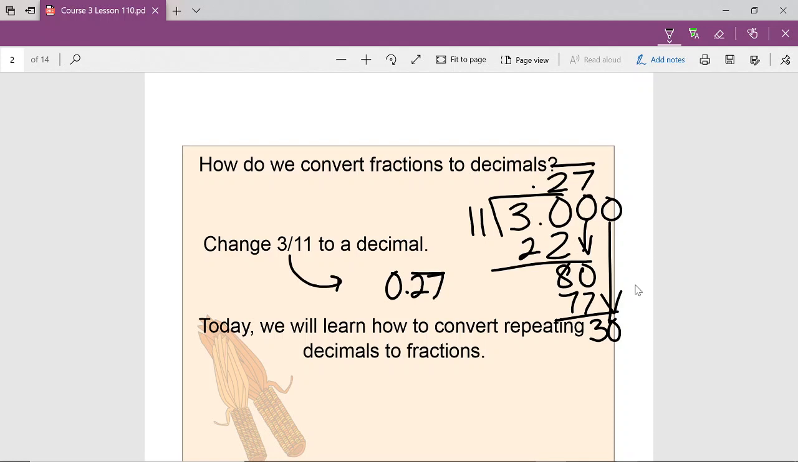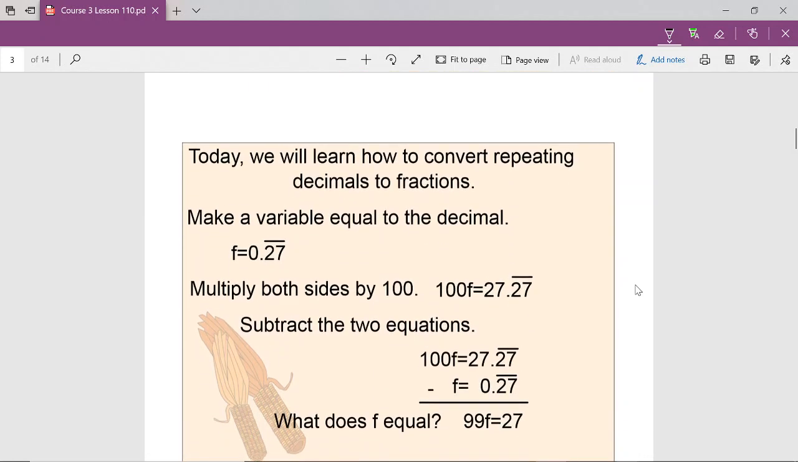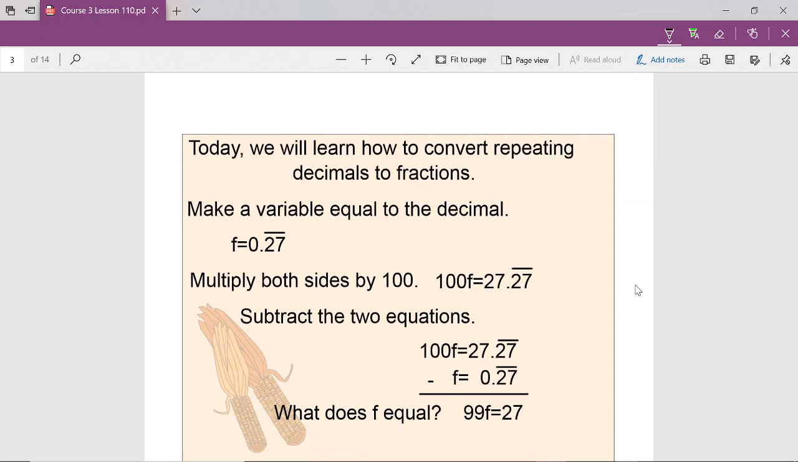Now we need to figure out how do we go backwards to find the fraction form of a repeating decimal. Some of them we know by sight, some of them we don't. Well, let's figure out how do we get from 0.27 back to what we just had, 3/11ths. It's kind of a funny way to go about this, but we are going to create 2 equations. So number 1, we're going to make our variable, just any variable, you can use f, that's what we use here, equal to the decimal that we are using, so 0.27 repeating.